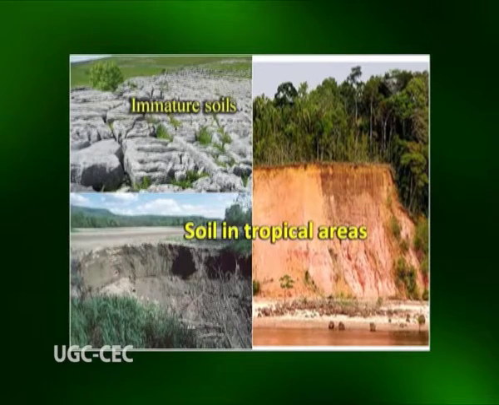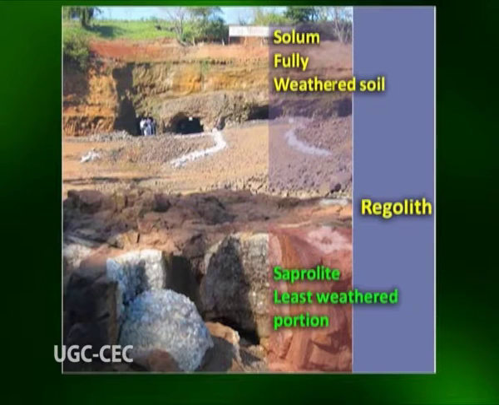A soil profile can be as little as 10 cm thick in immature soils and as deep as several meters in tropical areas where the climate is conducive to rapid alteration of the underlying rocks to form the soil. All the weathered material within a soil profile constitutes regolith.